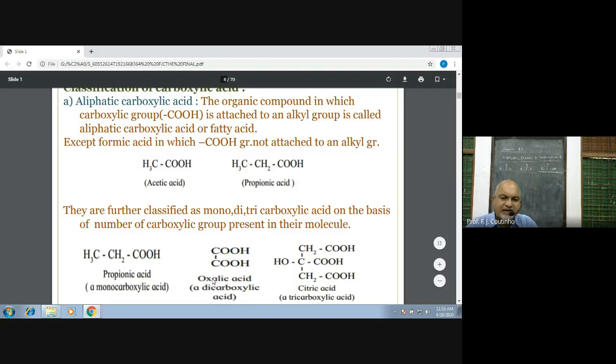It is known as alpha. If you see the position, the very next is alpha dicarboxylic acid. Why di? Because there are two carboxylic groups. So there is the alpha dicarboxylic acid group.